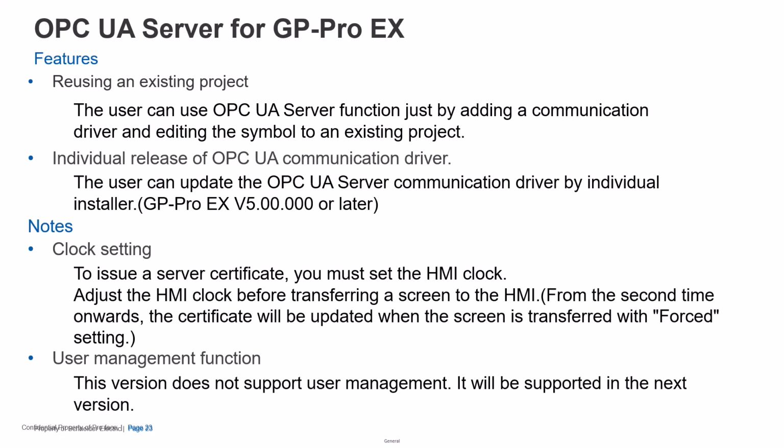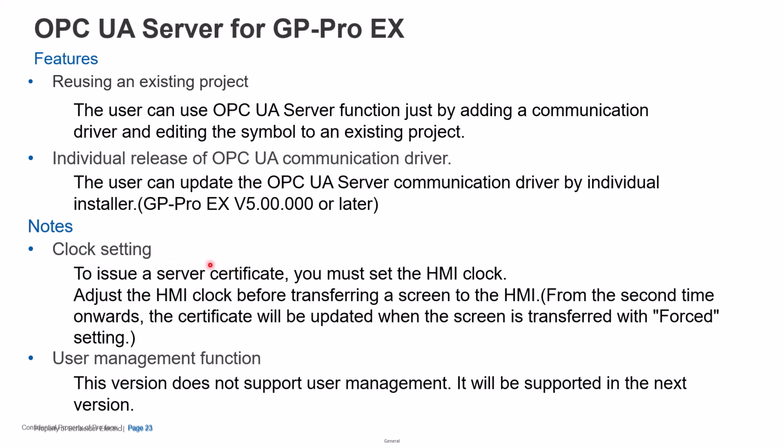All right, so just some notes. Basically, you can take an existing project and add the driver, and then just make the changes that you'd like, or make the additions that you like to the symbol table of an existing project. You will be able to eventually have an individual installer. So if there's updates to the OPC UA driver, we'll be able to update that separately from the GP Pro. Okay, and then some notes.